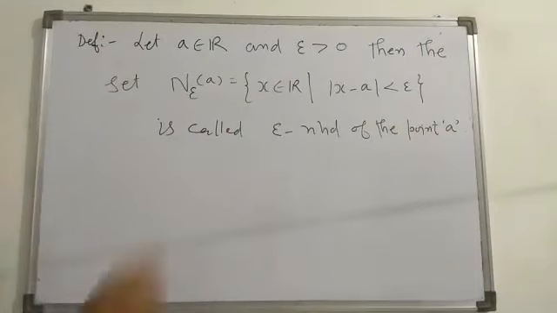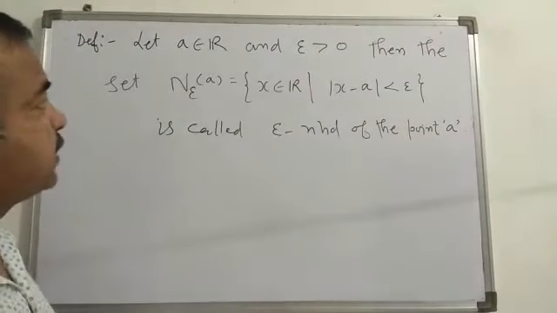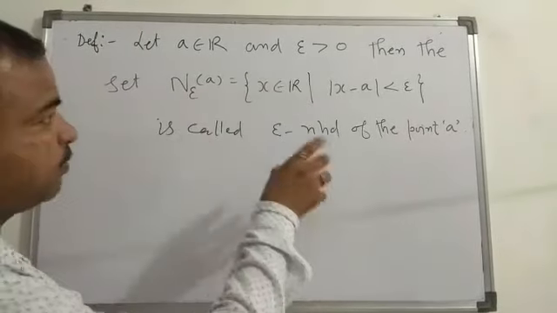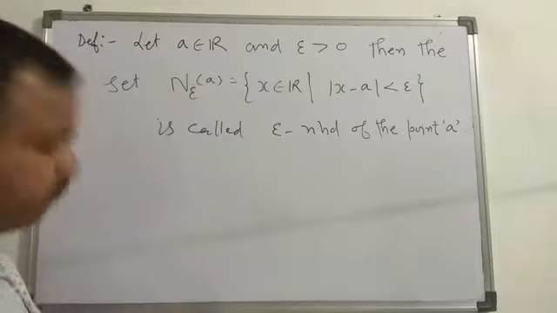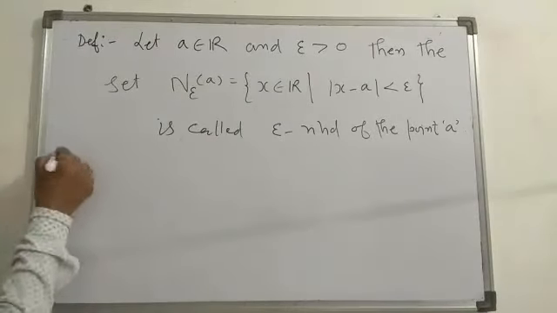That is, all those x for which mod of x minus a is less than epsilon, the set of those x is known as the epsilon neighborhood and is denoted by N epsilon of a. So, on the basis of this, there is a theorem.